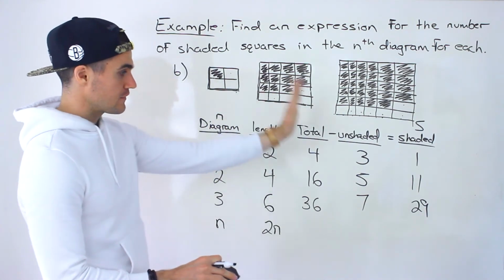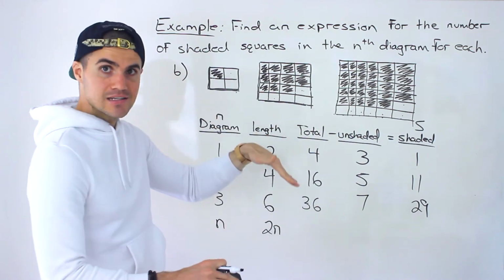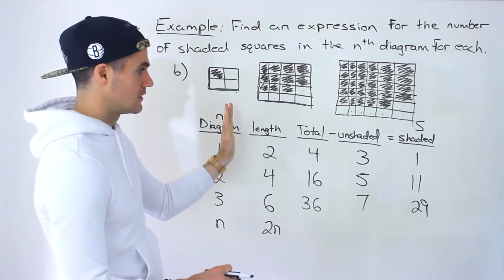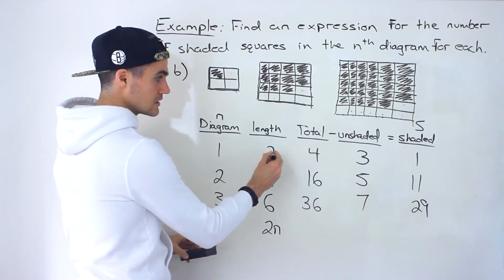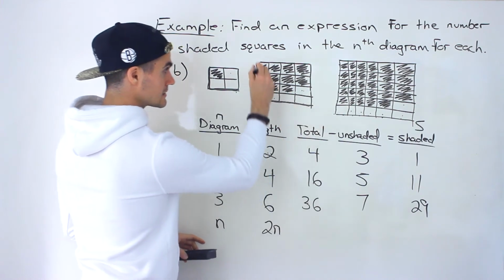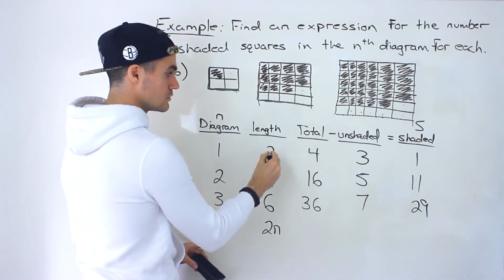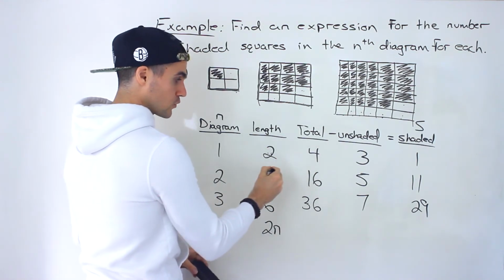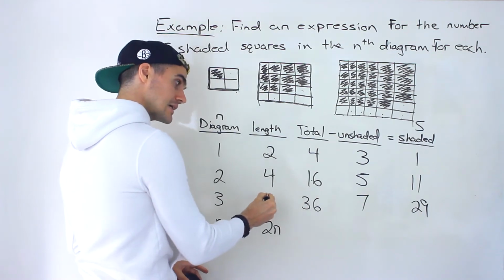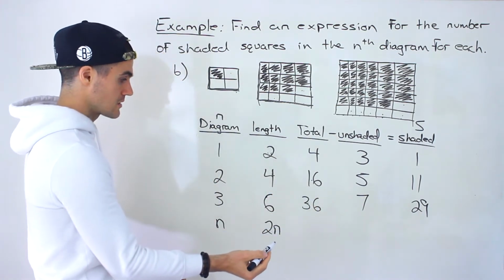So the fourth diagram is going to have a length of 8. It's going to be 8 by 8. And then the total, we know how we're getting the total. We're just taking these and squaring it because it's just the length times the length, the area, basically. 2 squared, or 2 times 2, gives us 4. 4 times 4, 4 squared, is 16. 6 to the power 2, or 6 times 6, gives us 36.